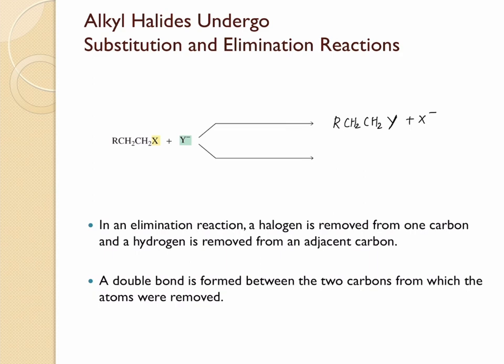But when an alkyl halide undergoes an elimination reaction, it leads to the formation of an alkene. Here is the product that is obtained for this alkyl halide. Now notice the halogen is removed from one carbon, whereas the hydrogen is removed from the adjacent carbon. And there is a double bond that is formed between the two carbons from which the atoms were removed. So this is a substitution reaction, and this one is an elimination reaction.